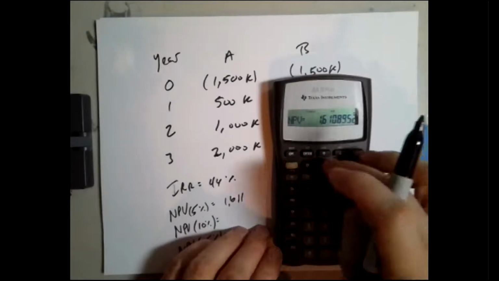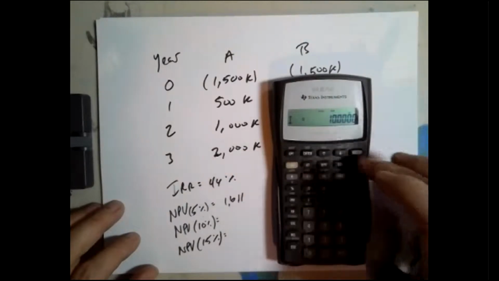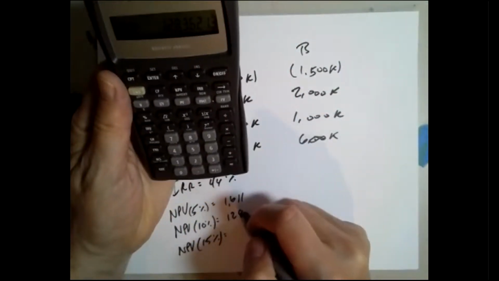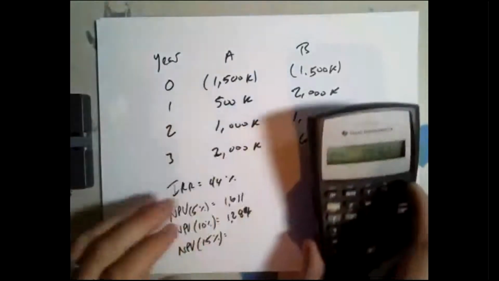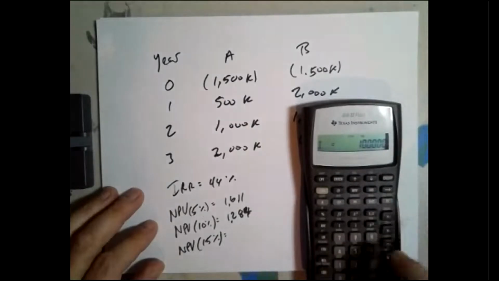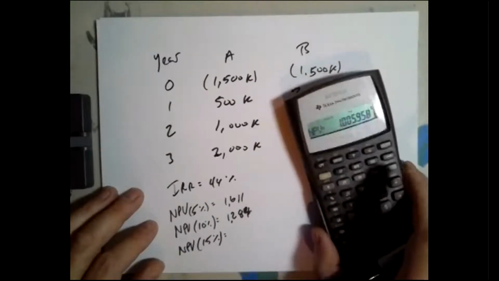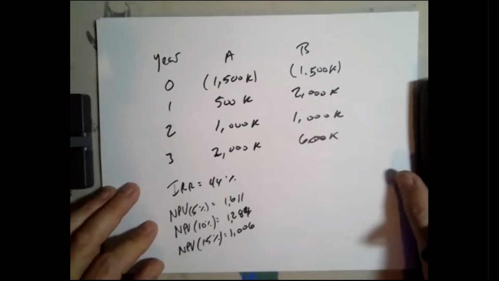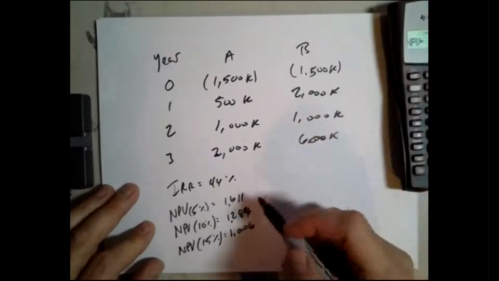Then we can go back to NPV again, change the I from 5 to 10, hit enter, scroll down, hit compute again, and we get an NPV of 1,283.84. Then we go back to the NPV button again, change it to 15%, hit enter, scroll down, hit compute, and we get 1,006. Okay, so those are our IRR and our three NPVs for project A.